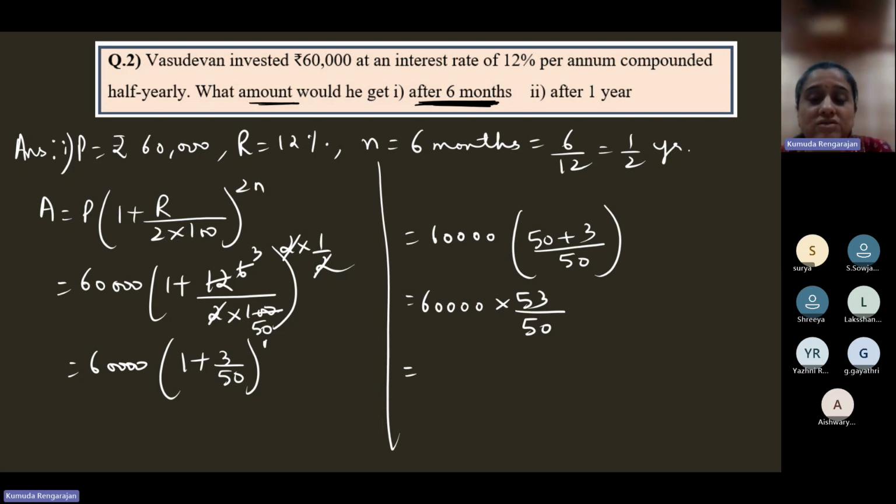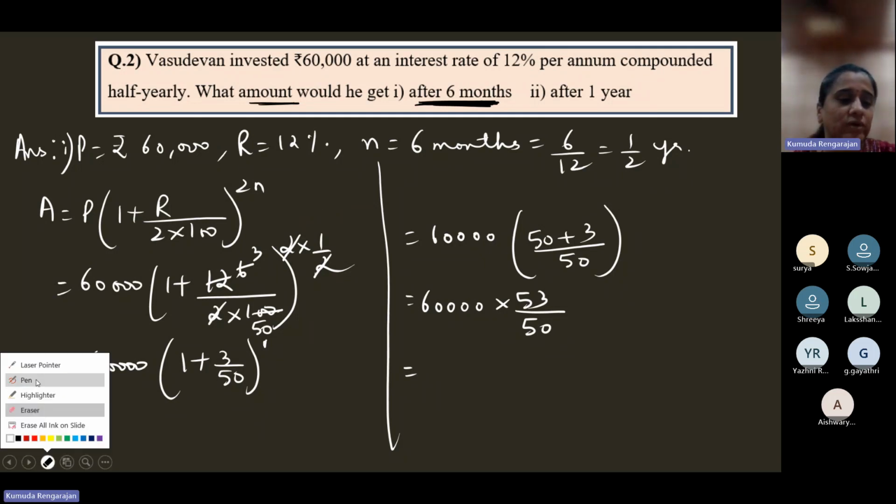In this question, interest is compounded half yearly. So you should use this formula only for both the cases. For both the cases, use this formula because interest is compounded half yearly. Both the cases meaning subdivision 1 as well as 2.